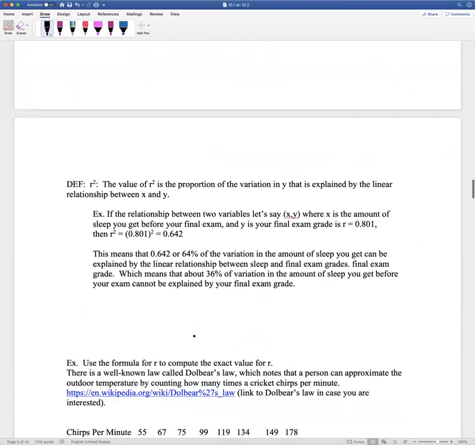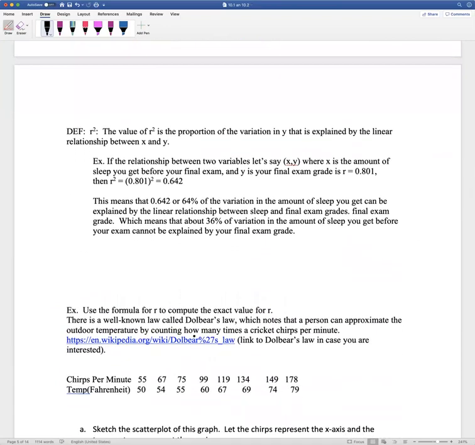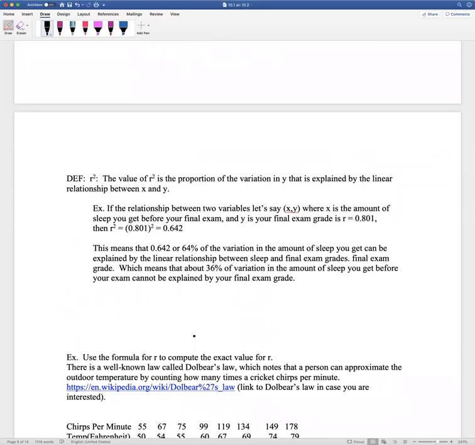So let's talk about a quick definition, and then we'll do one more example of this. There's a definition that's called R squared. R squared literally just means what happens when you square the correlation coefficient. And the value of R squared is the proportion of variation in Y that is explained by the linear relationship between X and Y. So I wanted to give you an example about that, and here's the example.